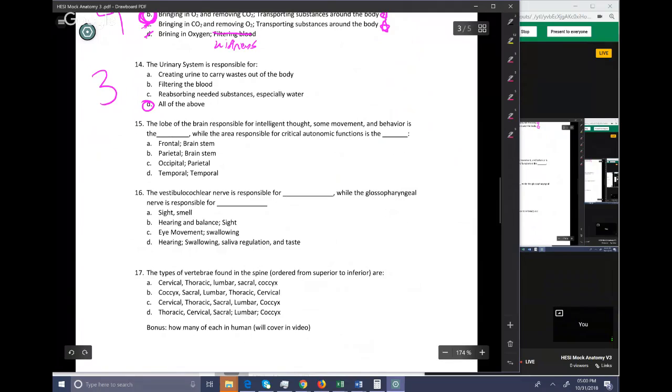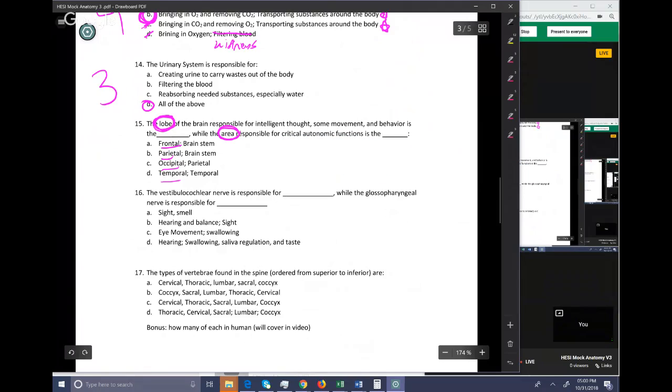The lobe of the brain responsible for intelligent thought, some movement, and behavior is the what? And this says lobe of the brain. So there's 4 lobes that are possible. They're listed right here. And then it says, while the area responsible for critical autonomic functions, we're talking like breathing and heartbeat, is the blank. This says area and this says lobe. You'd probably never notice that. It would probably never become important.